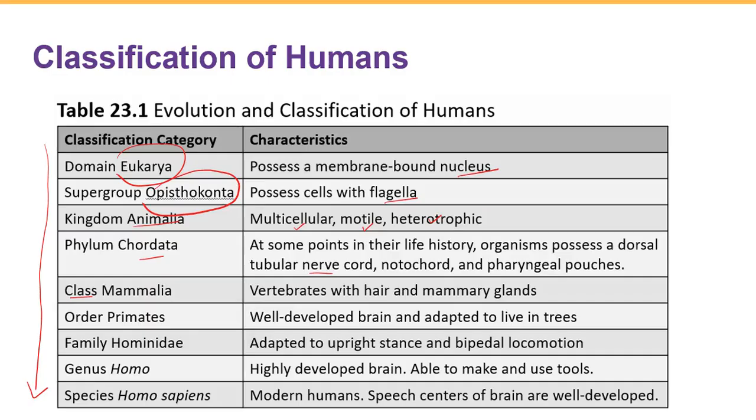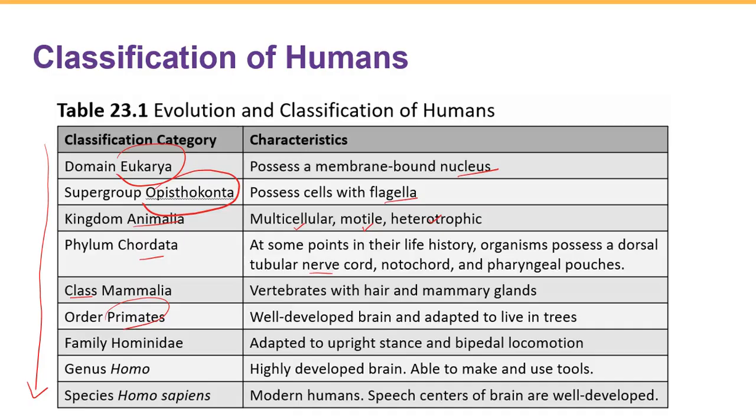So in the order, humans are in the order Primates, which includes apes, monkeys, and their features include a well-developed brain, adaptation for living in trees in our evolutionary past, like grasping hands and flexible limbs.